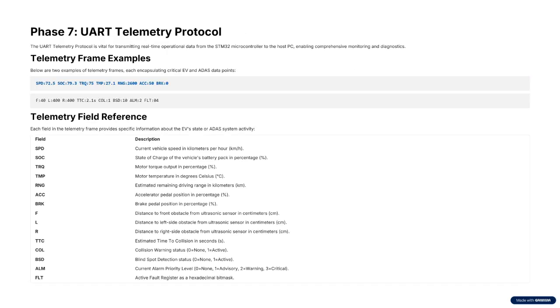Then the next slide is UART telemetry. After processing all information, the STM32 sends telemetry data through UART. This data includes speed, SOC, motor torque, motor temperature, range, acceleration position, brake position, ultrasonic distance, collision status, blind spot detection, alarm level, and all this data is received serially by the Python dashboard, and it updates continuously.